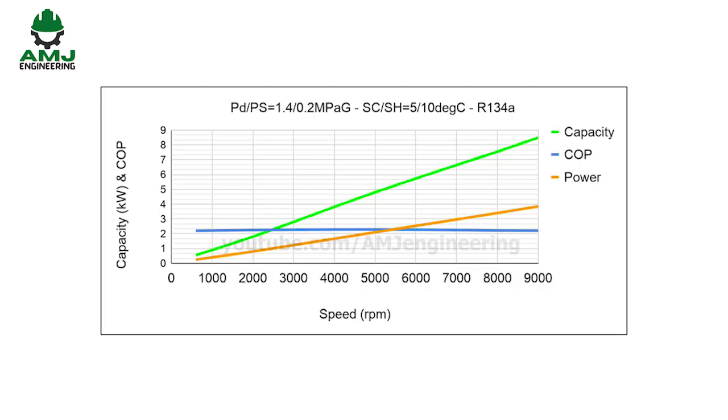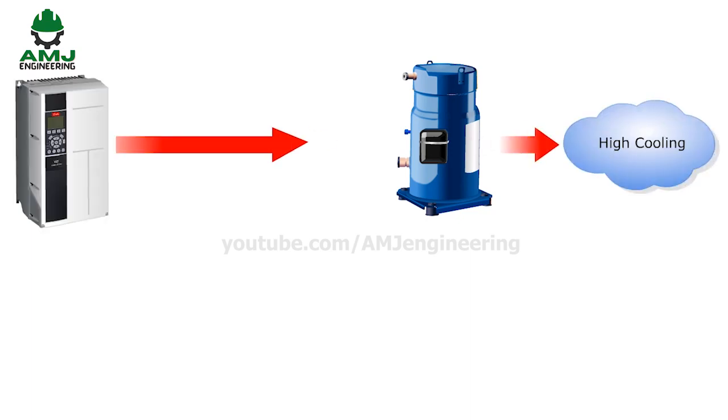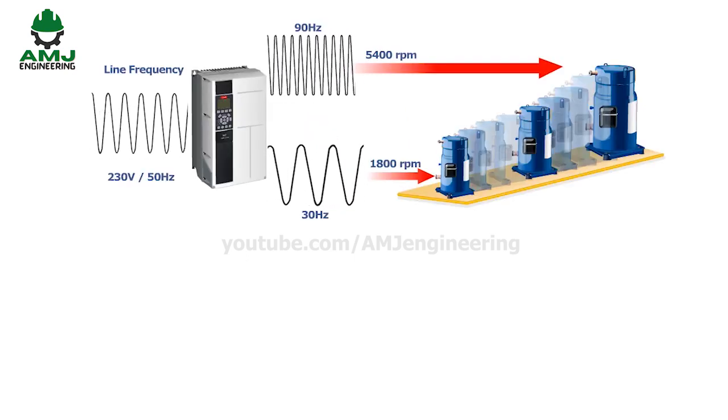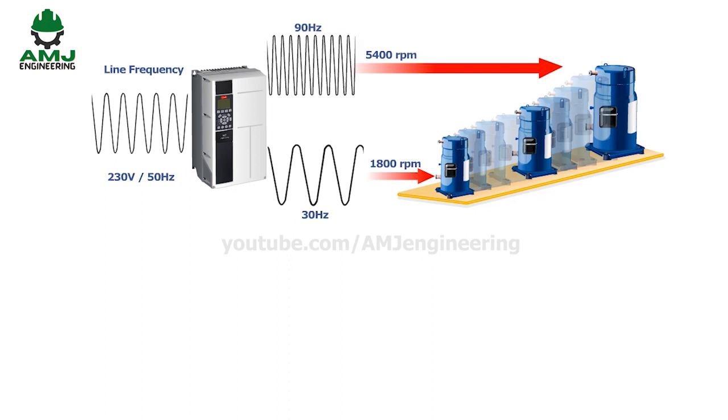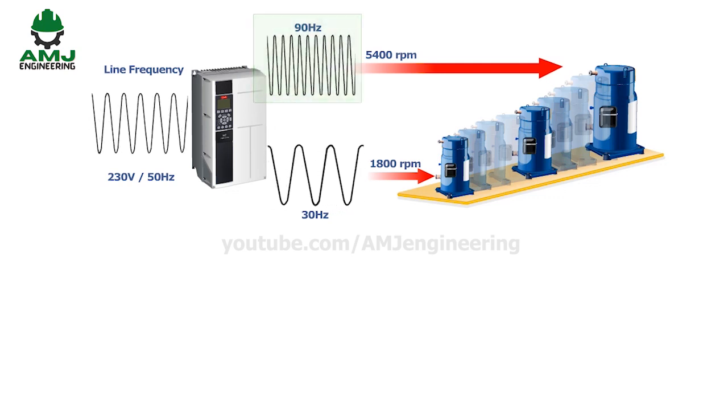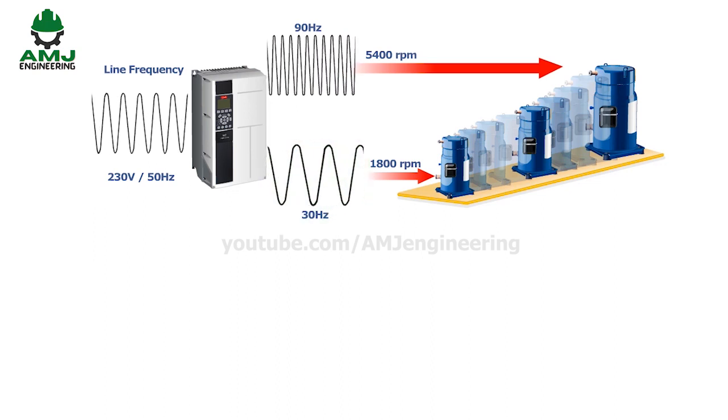It is good to know that the relation between the speed and capacity is almost linear on scroll compressors. That is, double the speed and the capacity is almost doubled. For periods of high cooling demand, the input frequency of the compressor is increased. For periods of lower cooling demand, a lower input frequency is supplied to the compressor. Periods of normal cooling demand use the standard 50 or 60 Hz frequencies. Maximum required cooling capacity is achieved using 90 Hz for scroll compressor speed. On the other hand, minimum required cooling capacity is achieved using 30 Hz for scroll compressor speed.